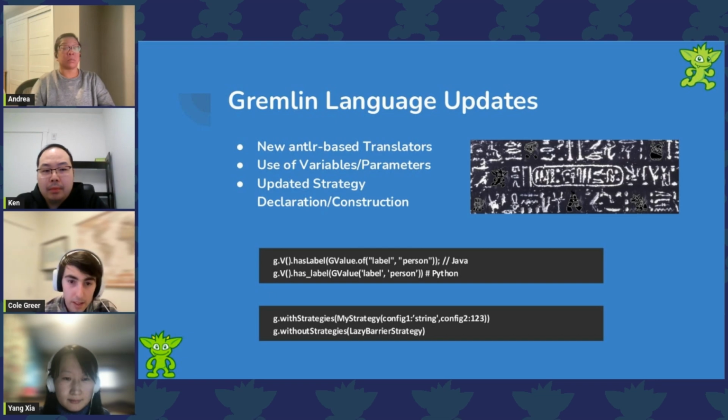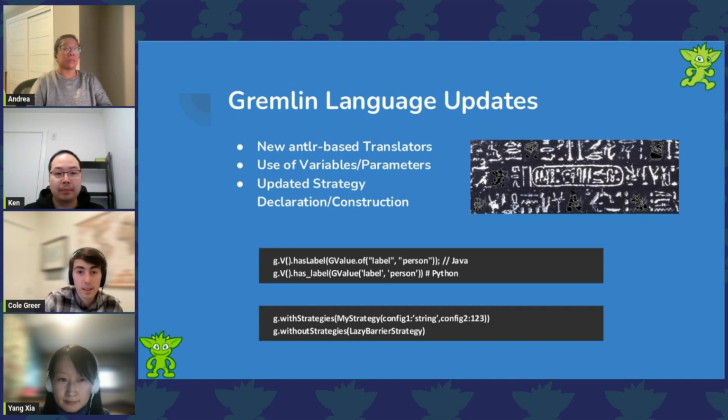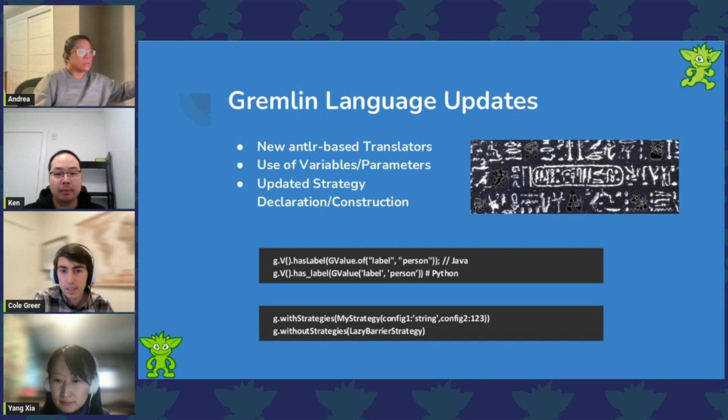I've got the example there in both Java and Python, and an equivalent will come for all the other GLVs as they're completed. This is just a nice simple syntax to indicate you want to pass a parameter for a specific value. The last piece I want to highlight here is about strategy construction and declaration. There's a few layers to this.